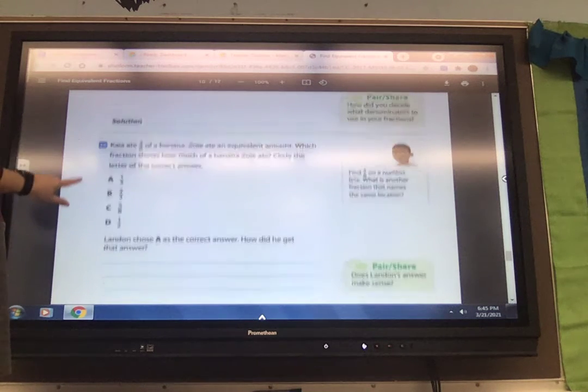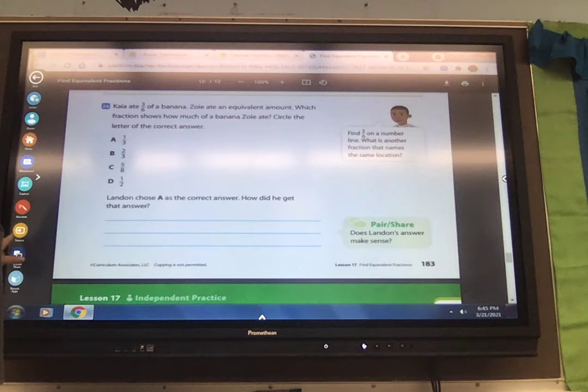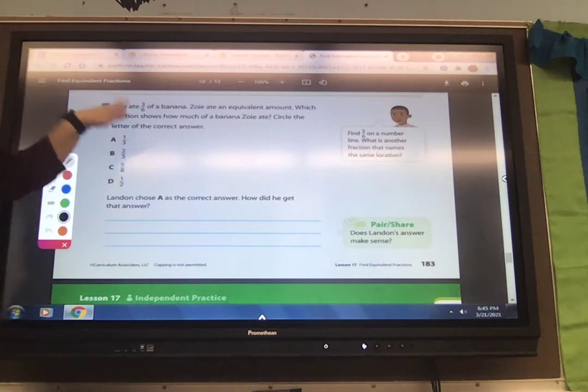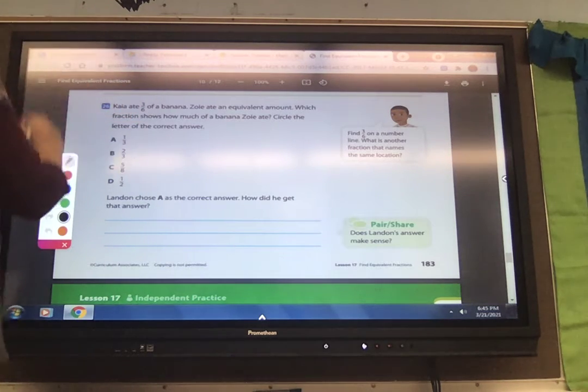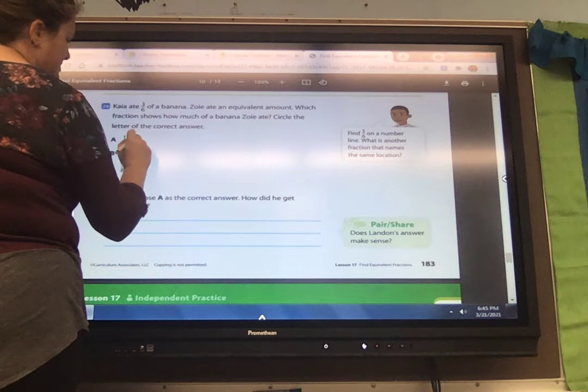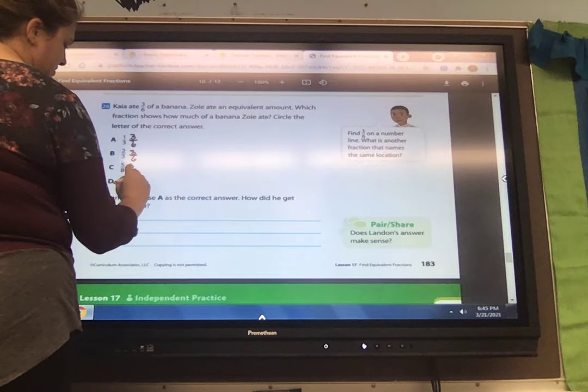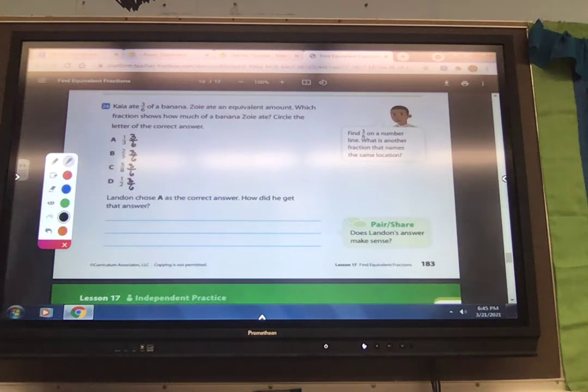All right. Kaya ate 3/6 of a banana. Zoe ate an equivalent amount. Which fraction shows how much of a banana Zoe ate? Circle the letter of the correct answers. Okay, so we need to find out what is equivalent to 3/6. So what I want you to do is to write 3/6 beside every one of your fractions. Okay? Then we're going to butterfly. If the wings match, we know they're equivalent.